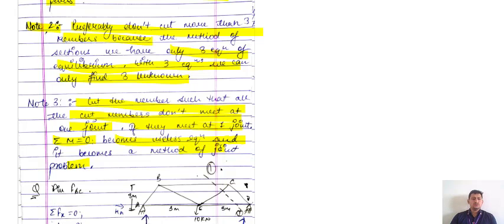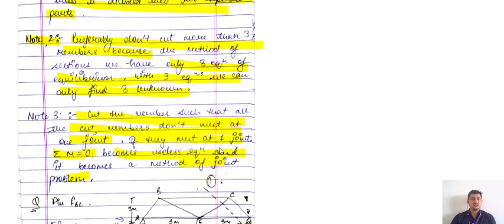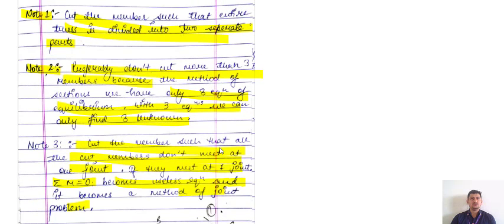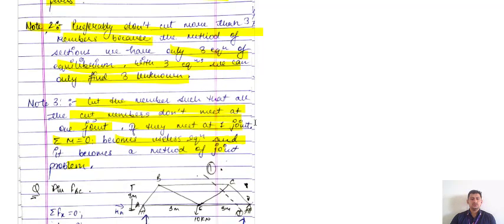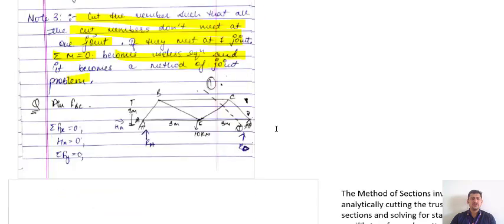So this is the case of method of section. These are the 3 notes that you need to keep in mind: you have to cut the section such that you divide the truss into 2 parts, don't cut more than 3 members, and cut the members such that they don't meet at a single joint. So this is the concept behind the method of section.